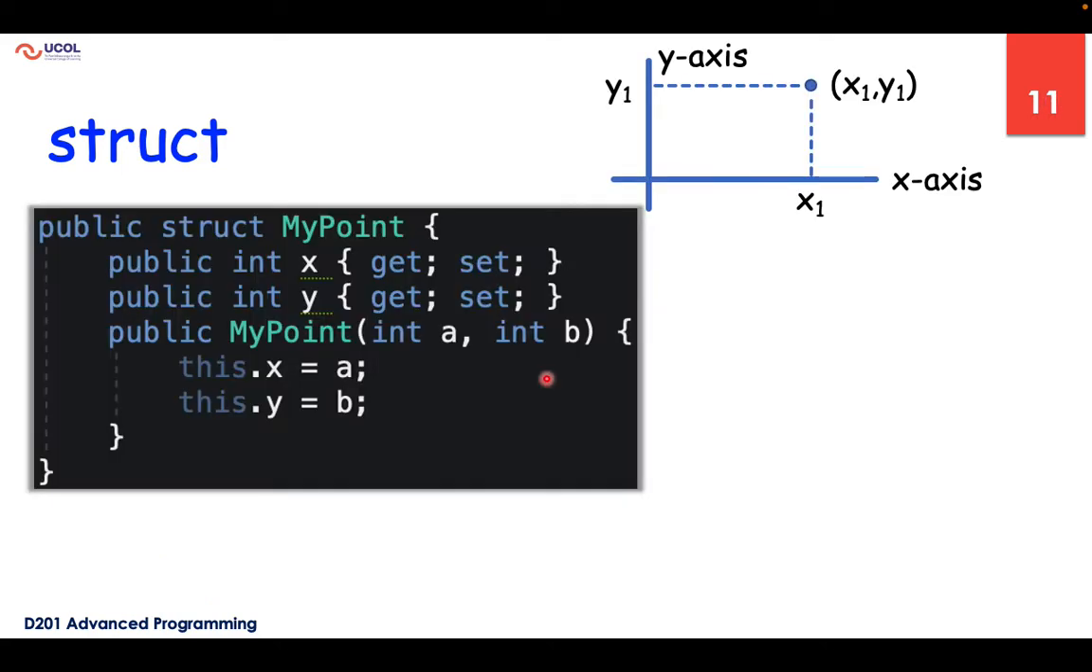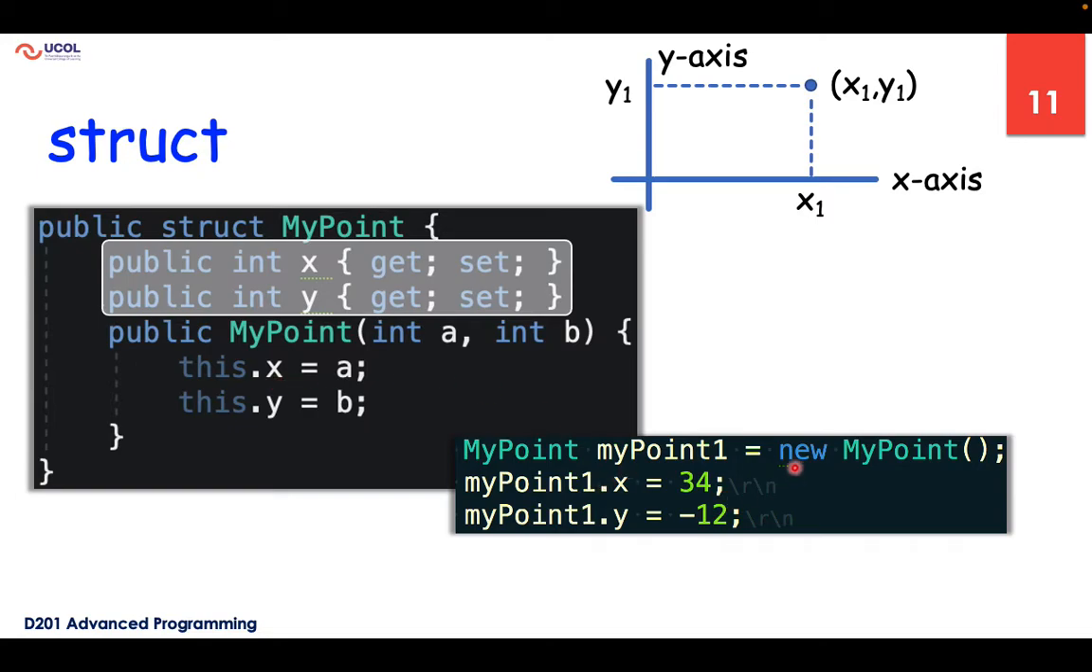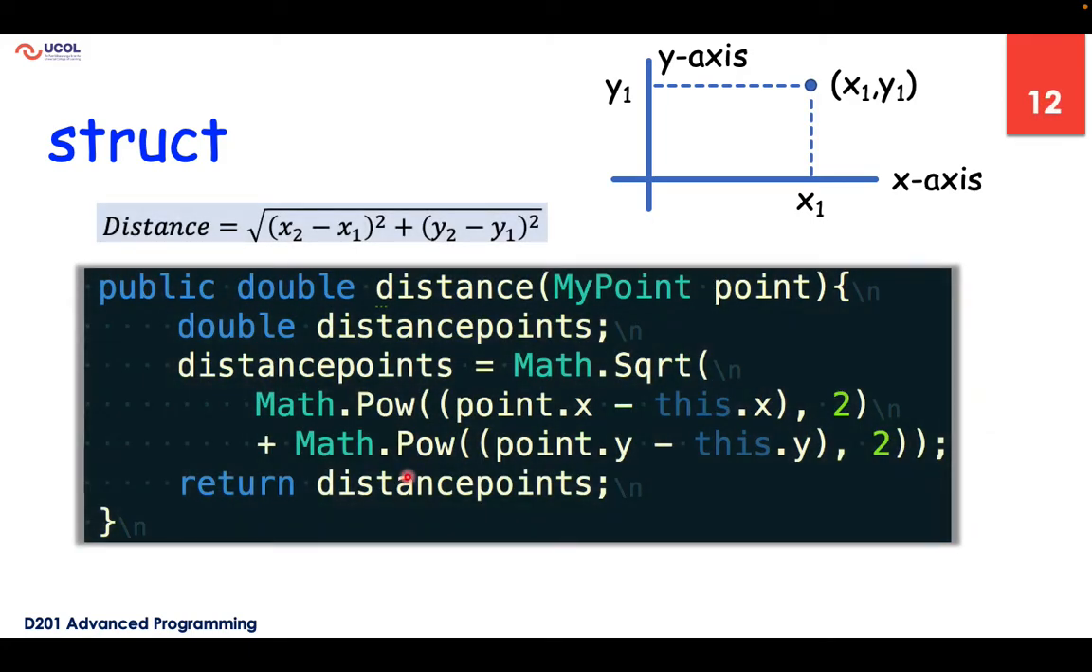So we can define a point. It's a public int, with get and set methods. We can get and set these values. We can define MyPoint, and these are the public properties. This is how we can use that specific point. We say new point, point1.x is equal to 35, point1.y is equal to minus 12, and similarly we can define a method which can compute the distance. This is already present in the point structure.